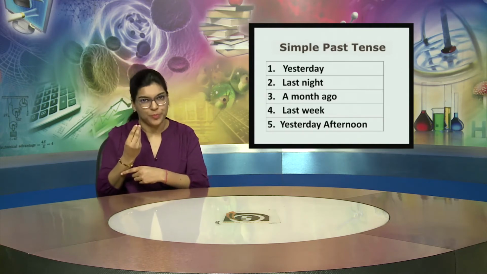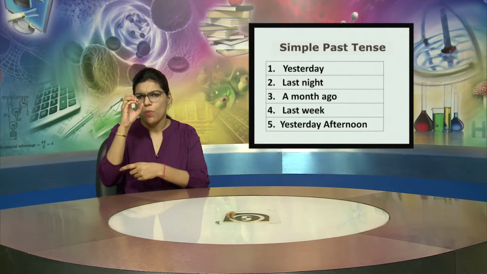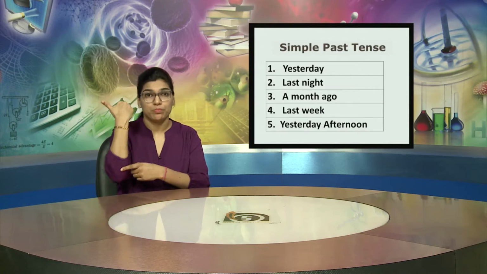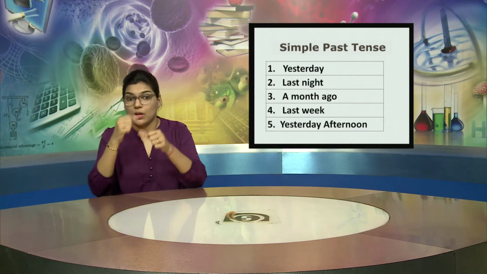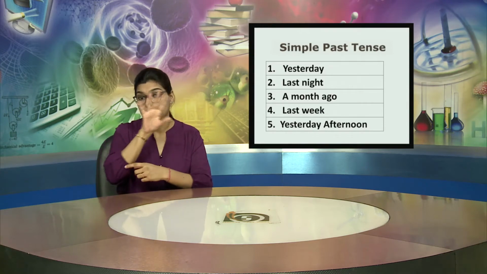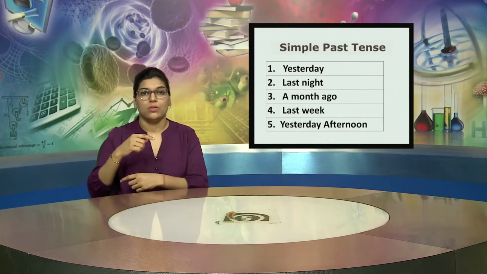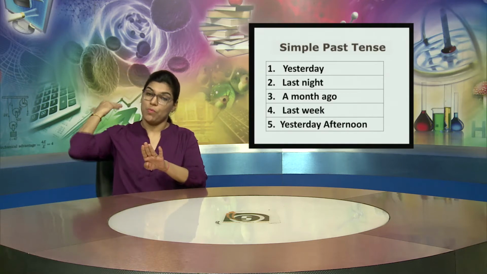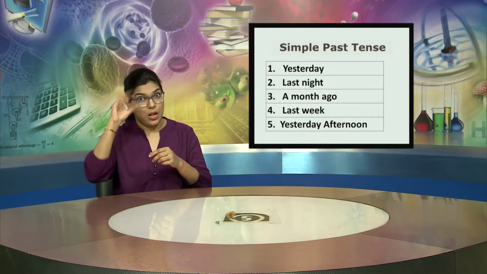Then the second option you can see on screen is last night. That is also used for past. And the third is a month ago. It means if something happened a particular time before, in that case also you need to use the past form of the verb. Like last week, that is also when something has happened earlier. And the fifth is yesterday afternoon. Whenever you use these words, you need to use the past form of verbs.